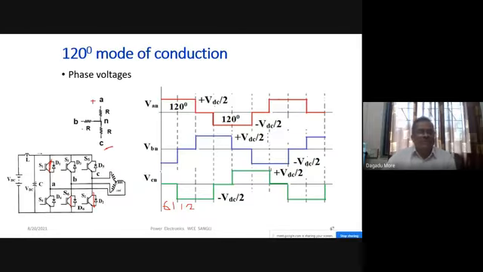So VBN will be 0 here because B is not connected. VBN will be 0 and VAN will be plus VDC by 2, and now VCN will be minus VDC by 2. So you just go on like this and we get VAN, VBN and VCN.